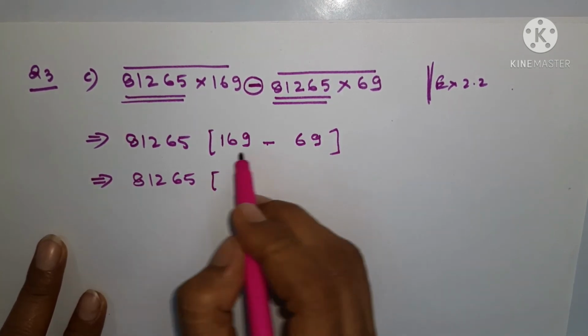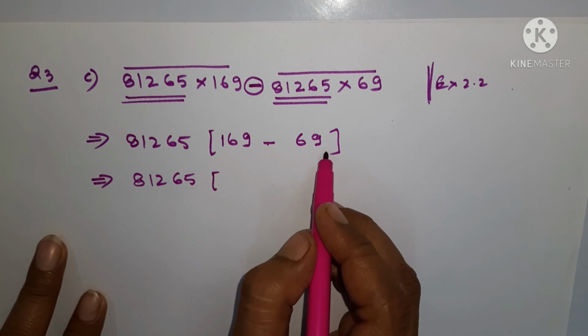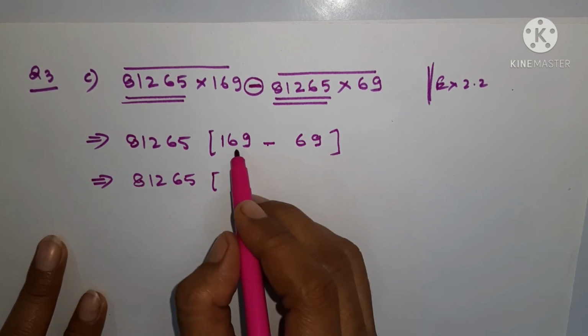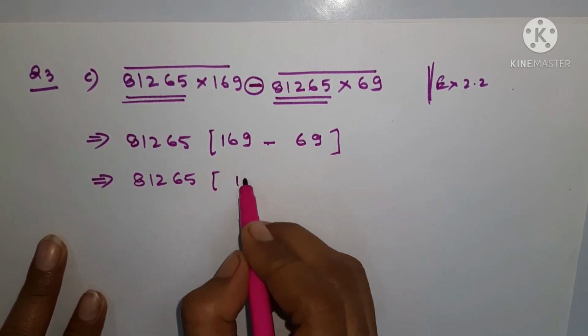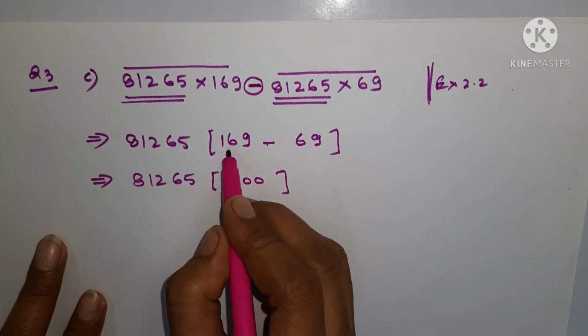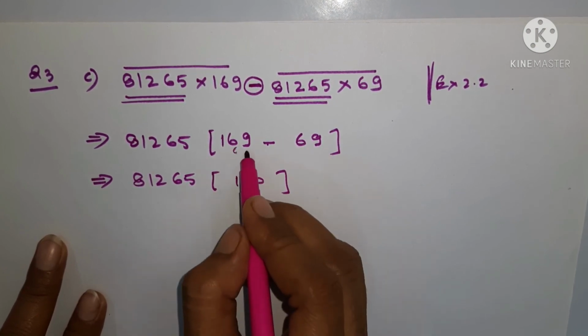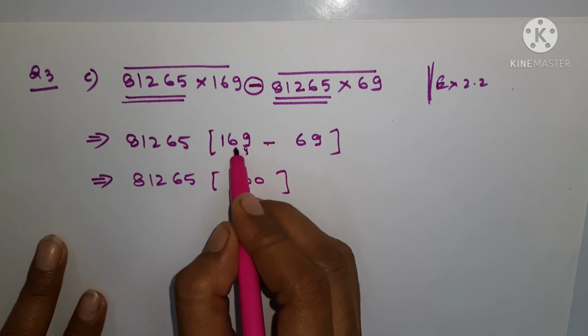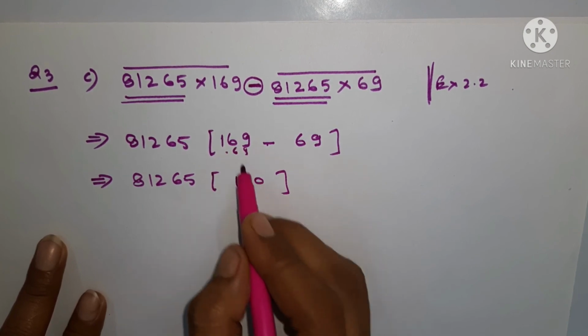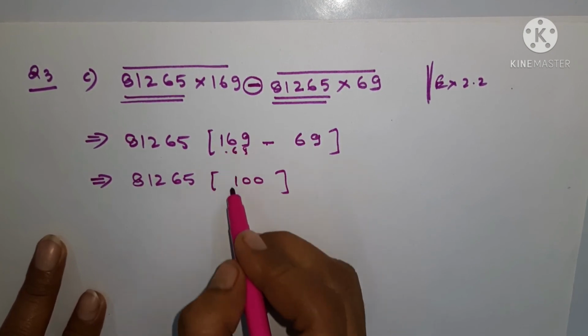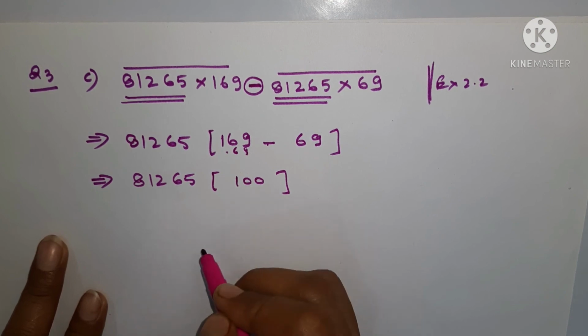Now you can see it is so very easy to subtract these two numbers, isn't it? 169 minus 69, simply you are getting 100, है ना? 169 में से 69 माइनस किया, 9 में 9 0, 6 में 6 गया 0, 1 का 1 रिमेन, that means 100.